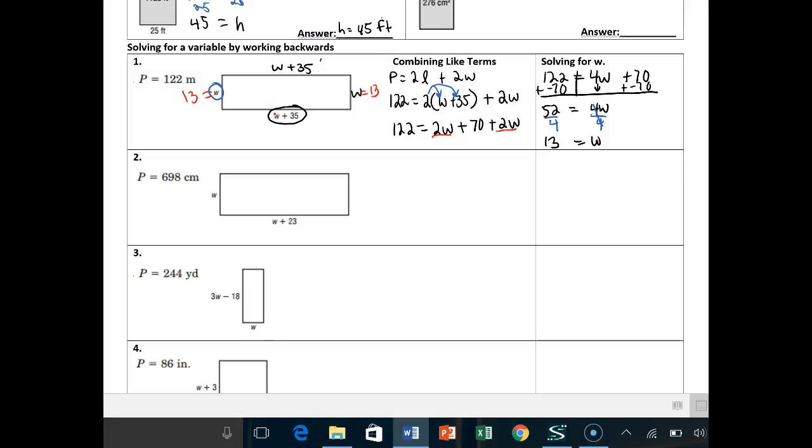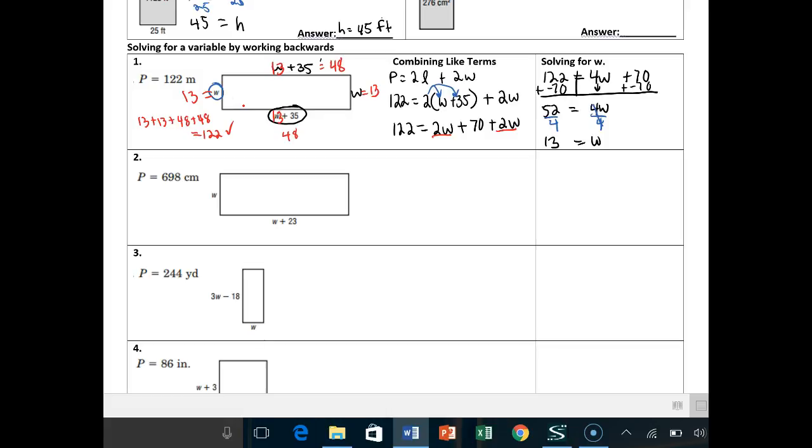So now if I were to plug in, that means these widths are 13 each, and these lengths are 13 plus 35, which is 48 each, right? And now if you were to add all that together, 13 plus 13 plus 48 plus 48, that really is 26 plus 96, and that gives you exactly your perimeter of 122. So you know you are correct.